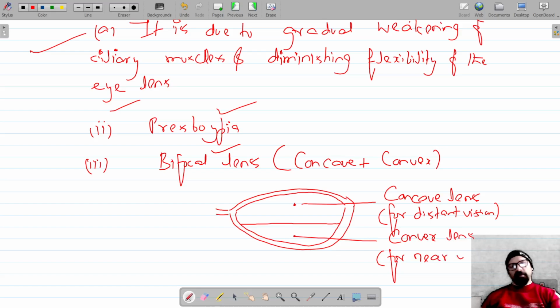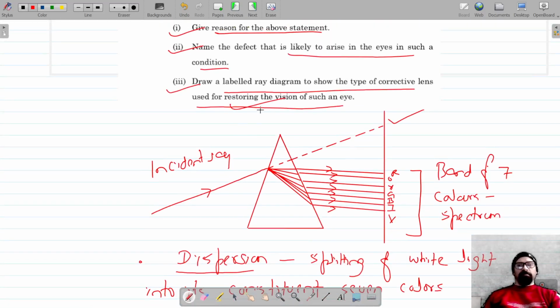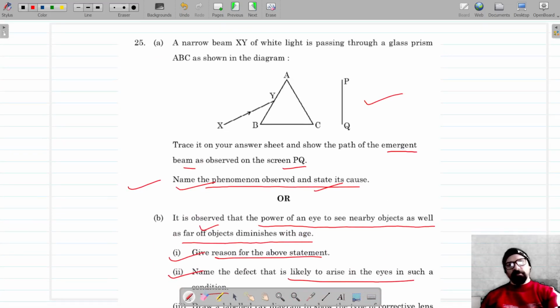So we don't have an actual ray diagram. Rather, you will draw one part of the specs, where the upper part will have a concave lens for distant vision, and the lower one will have a convex lens for near vision. So this is how you will draw a well-labelled diagram used for restoring the presbyopia of such an eye. With this, we are done with question number 25. Let's move on to the next question.